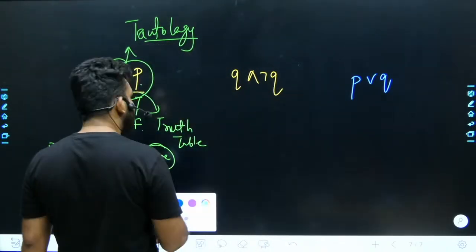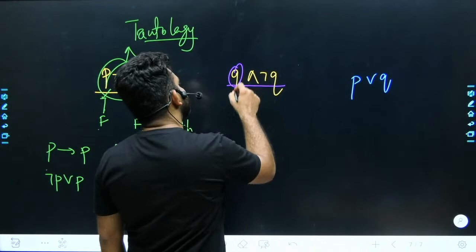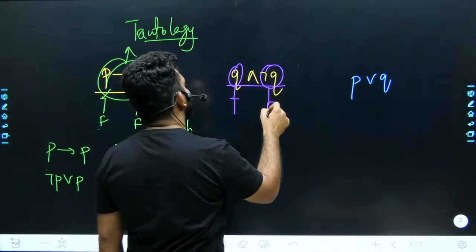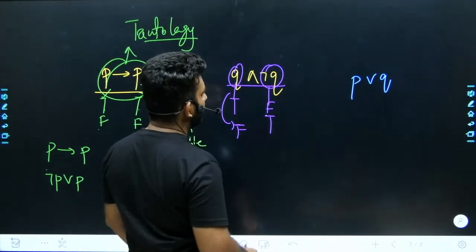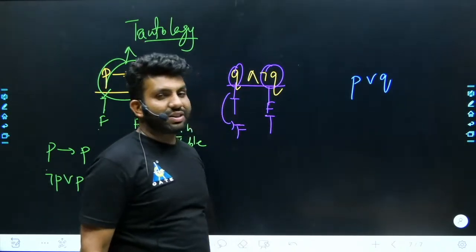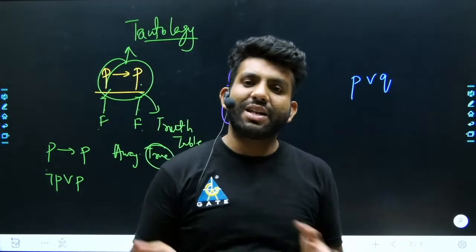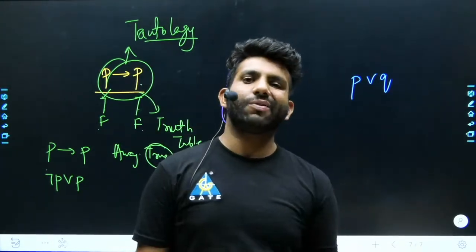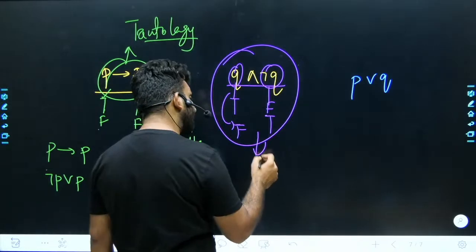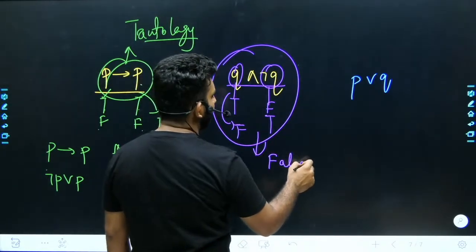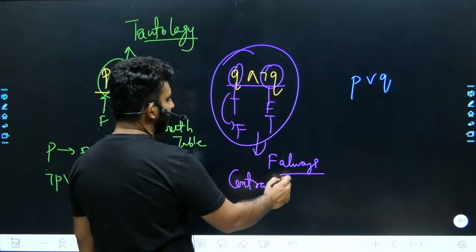Let's talk about this: Q and not Q. If Q is true, then not Q is going to be false. And if Q is false, then not Q is going to be true. For the AND operation, all the inputs must be true so that the output can be true. If any one of them is false, then we get a false output. So what will be its output? Its output is going to be false always. That means it's a contradiction. Is it clear?